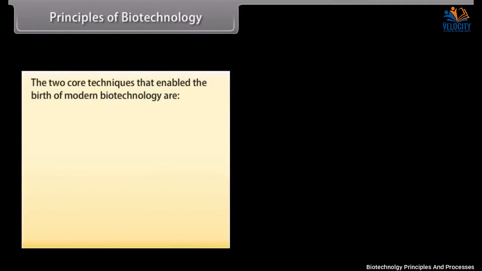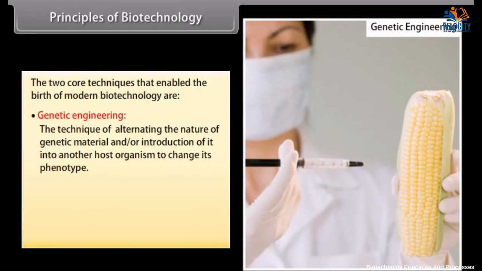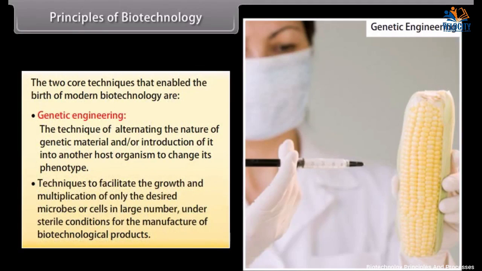The two core techniques that enabled the birth of modern biotechnology are genetic engineering, the technique of altering the nature of genetic material and/or introduction of it into another host organism to change its phenotype, and techniques to facilitate the growth and multiplication of only the desired microbes or cells in large number under sterile conditions for the manufacture of biotechnological products.